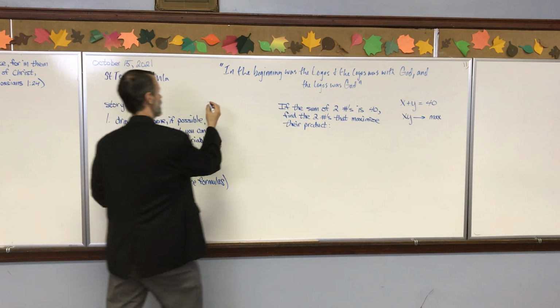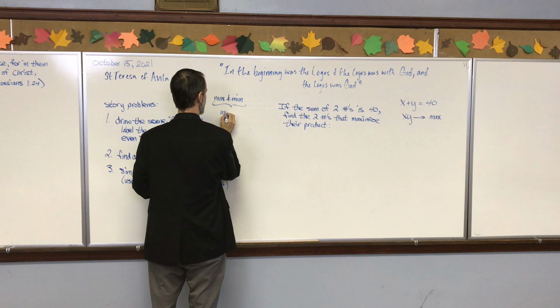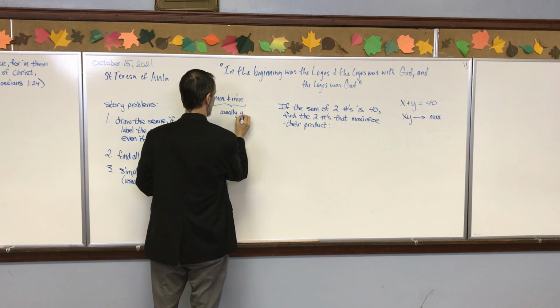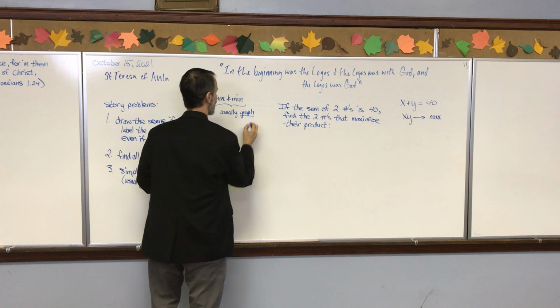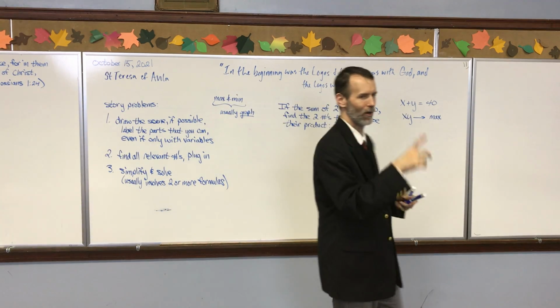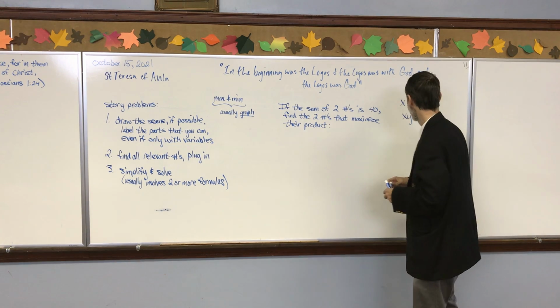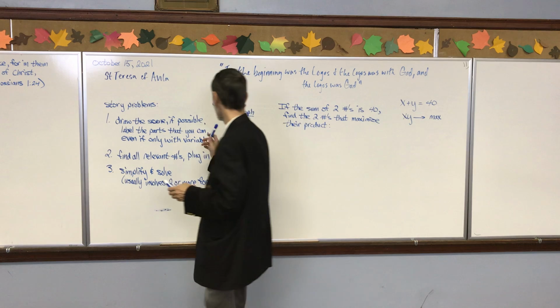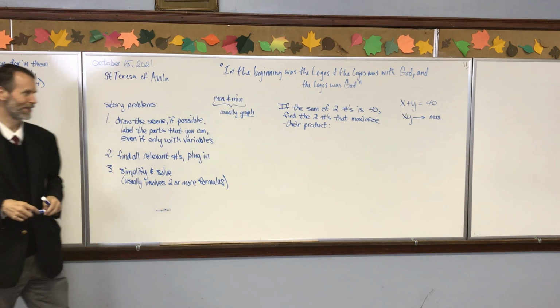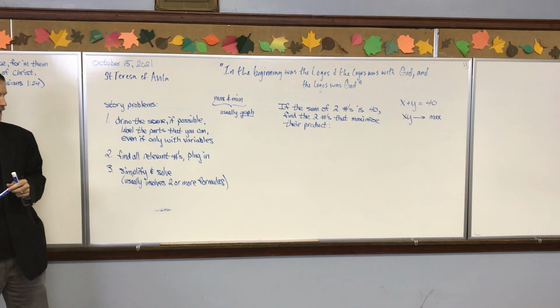I'll also give you a hint. Max and min usually involve a graph. If it's a maximum, it's probably a parabola or something like that with a vertex or maximum point. Or if it's a minimum, it might be a regular right side up parabola with a bottom point. Okay. Find all relevant numbers and plug them in. I think you did. There's the number 40. Simplify and solve involving two or more formulas.